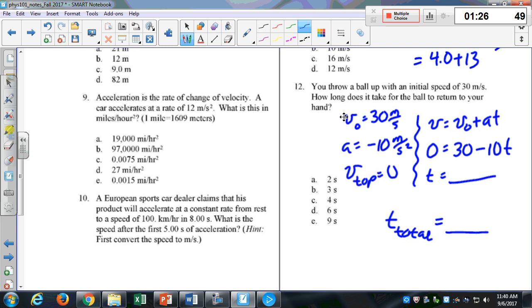All right. What is the time to go up to the top? It takes 3 seconds to get up to the top, and then to come back down to your hand is another 3 seconds. So the total then is what? 6 seconds. Make sure you put in D, okay?